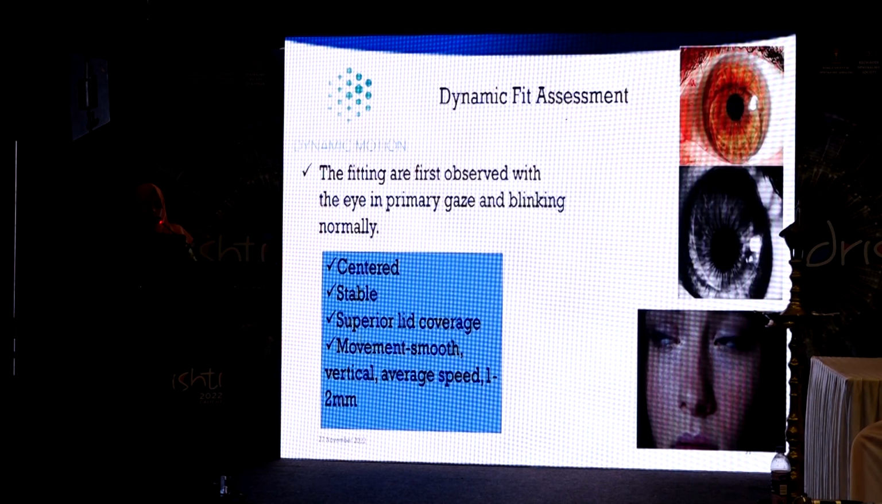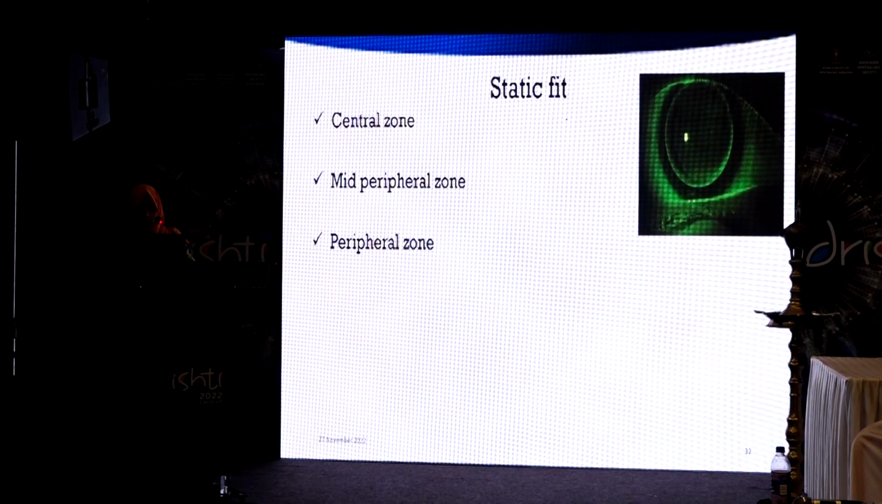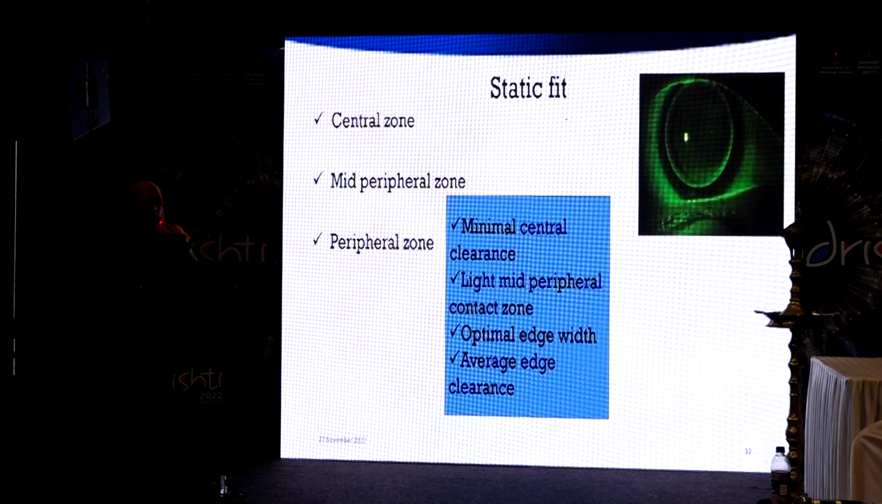So this is if the centration is not proper. In the first top, you can see a lower riding and also an upper riding. And the static fit. Static fit is when the lens is in the still position, where you have to check the central zone, the mid periphery, and the edge. So if it is an ideal fit, there will be a minimal central clearance, light mid peripheral contact zone, optimal edge width and average edge clearance.